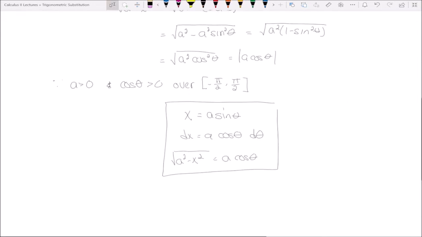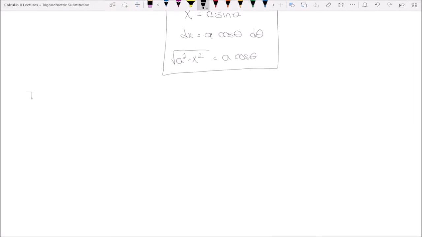Next, let's look at the case where the integrand has the form square root of a squared plus x squared. And of course, notice we could also have the square root of x squared plus a squared. Same thing, right? Because remember, addition itself is commutative. So notice, again, the domain of the square root of a squared plus x squared in this case is all real numbers, minus infinity to infinity.